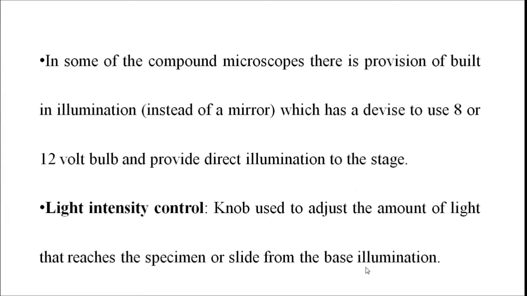In some compound microscopes, a built-in illumination provision is there, and this device uses an 8 or 12-volt bulb, and it will provide direct illumination to the stage. Light intensity control: these are the knobs which are used to adjust the amount of light that reaches the specimen or slide from the base of illumination.